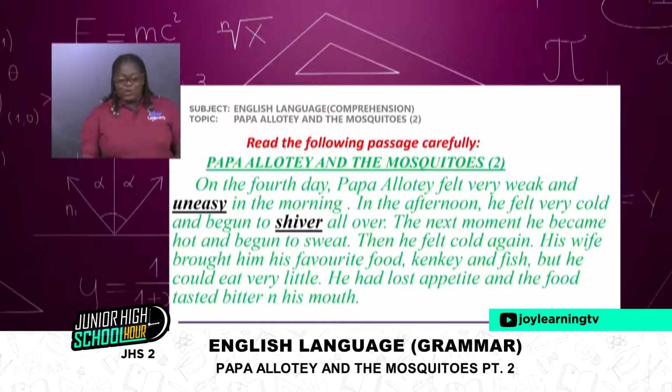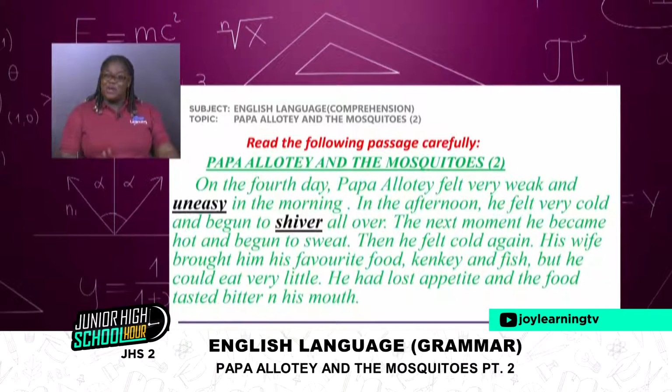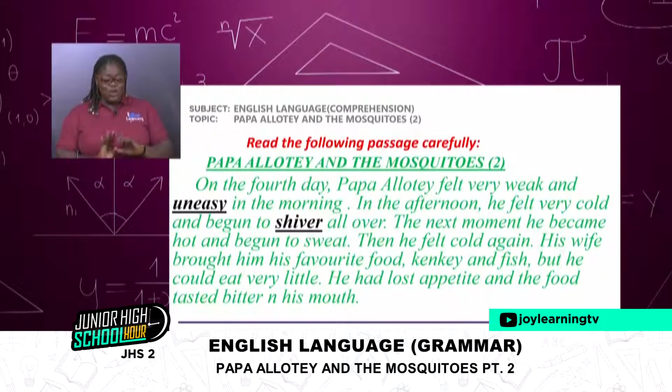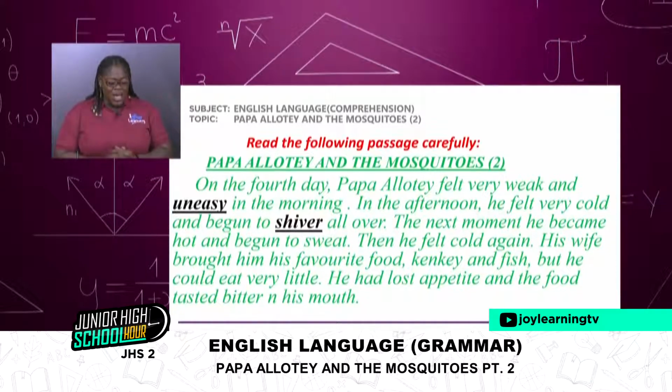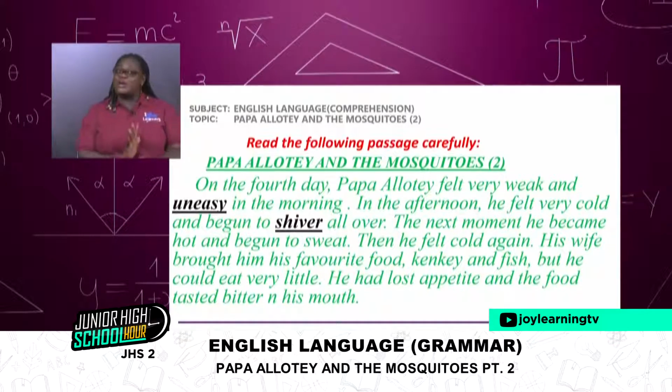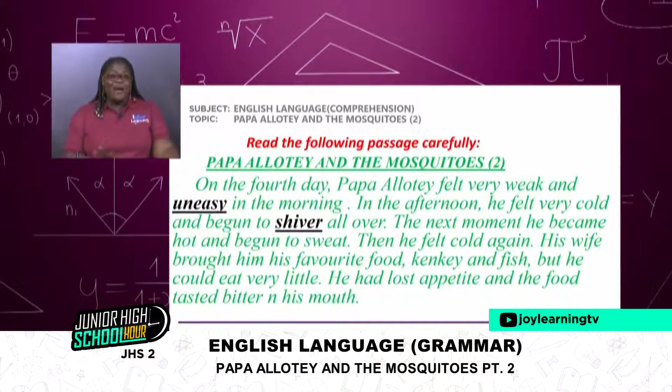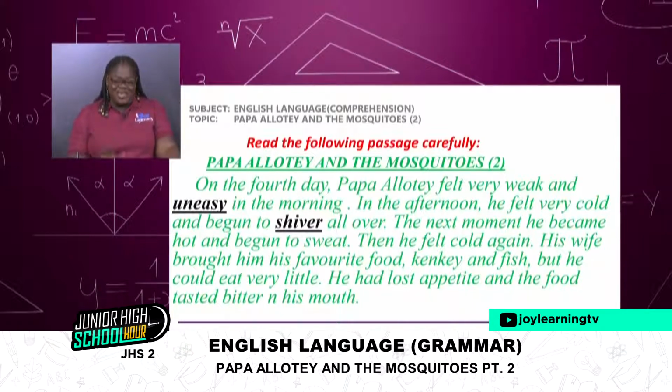Now, to the second part of the story. My learners kept asking questions: Auntie Jackie, when are we going to have the second part of the story? Because we enjoyed the first one. Now, this is it. So we are going to read the following passage carefully, and then we are going to answer the questions like we used to do. Right, so I read. Papalo and the Mosquitoes, part 2. That is the name I have given it.